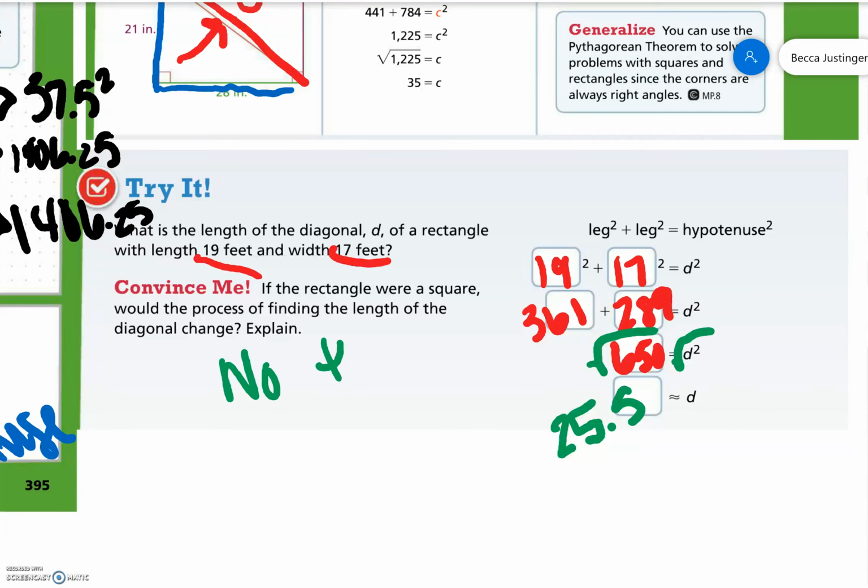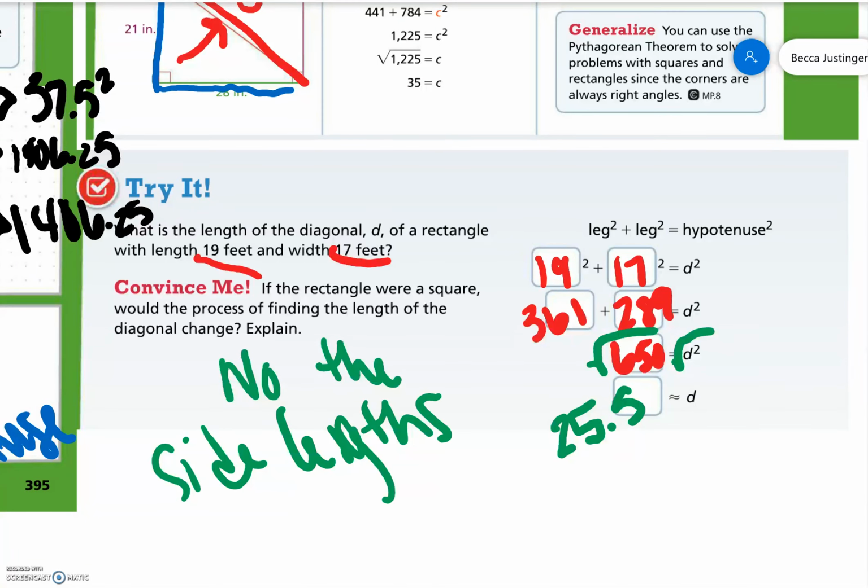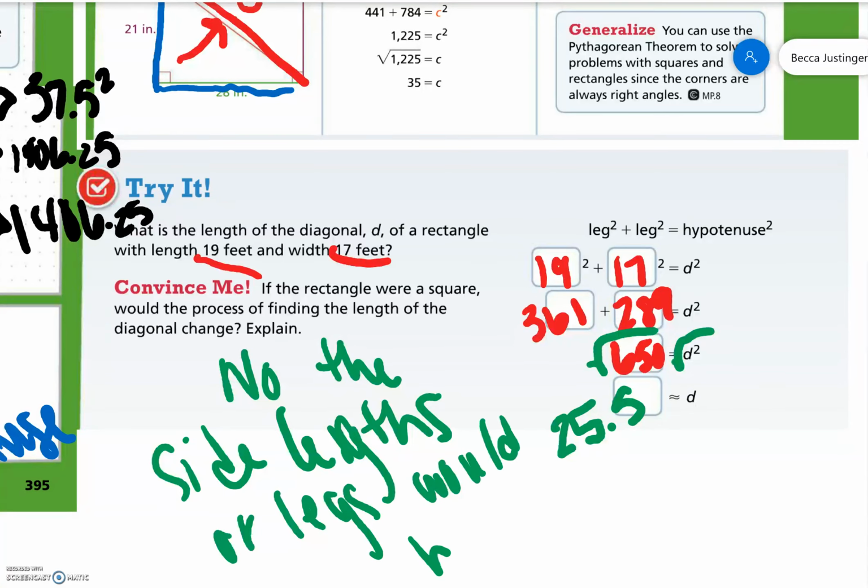If a triangle were a square, would the process of finding the length of the diagonal change? No. The side lengths would just be the same. We'd still use the same process. So the side lengths, or the legs, would be the same.